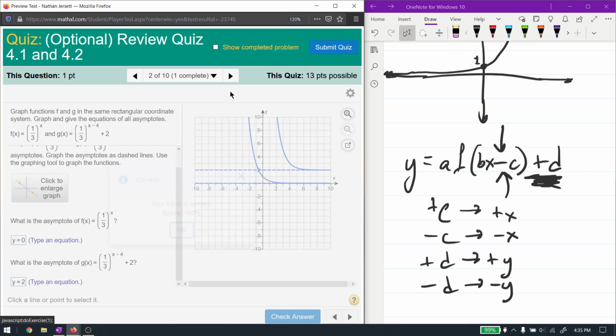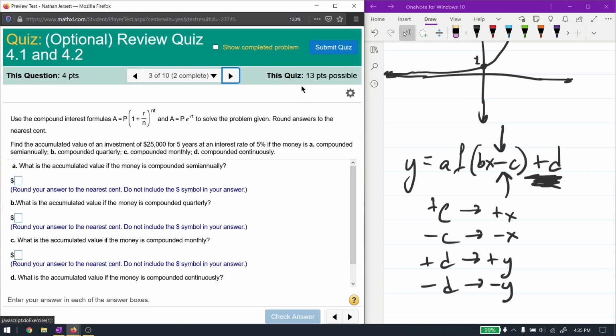And now that's completely correct. Okay, let's move on to the next one, compound interest formula. This is a classic application of exponential functions. It's a fantastic use for it. And this first formula deals with interest that is not continuously compounding.